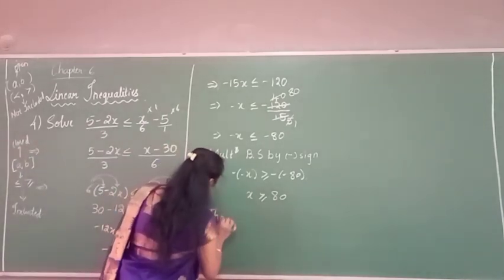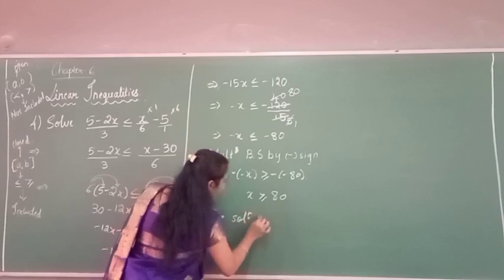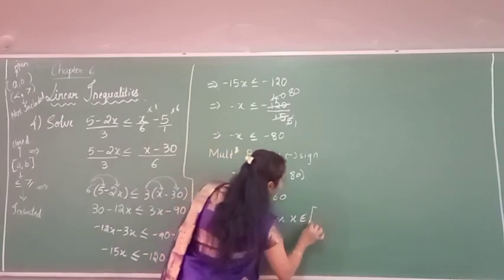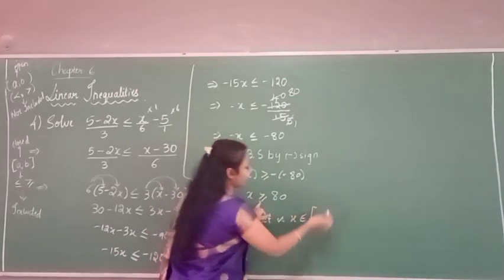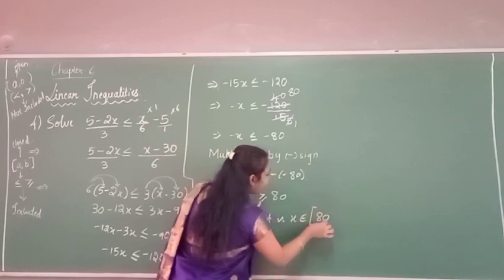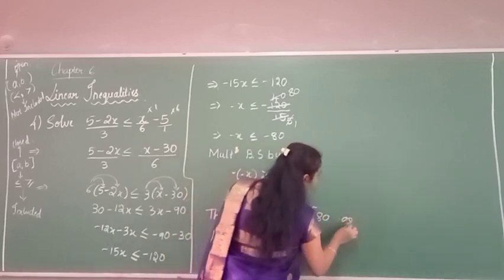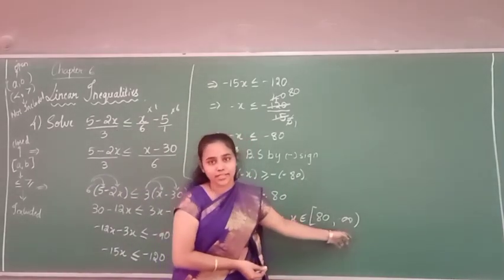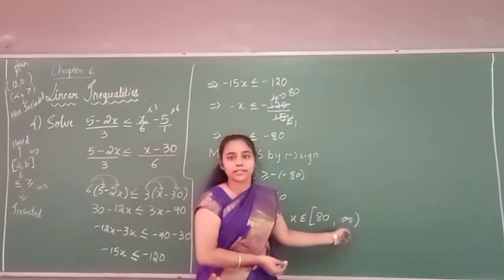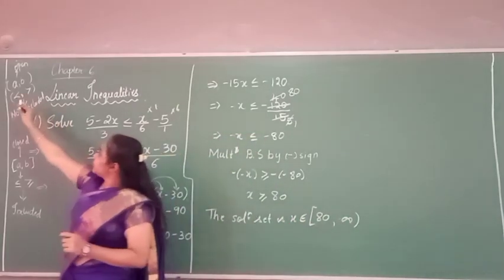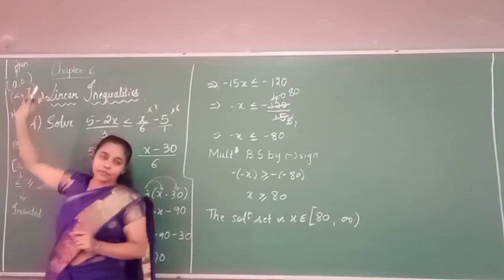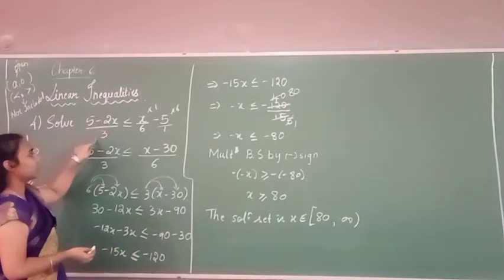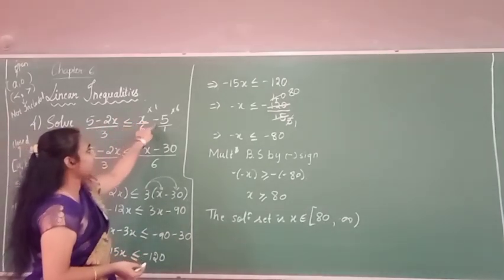So the solution set is x belongs to, greater than or equal to means it will go up till plus infinity. So it will be the closed interval 80 up till plus infinity. So always remember, when it is plus infinity or minus infinity you will be having round brackets. So round brackets I already told you are indicated with these symbols. Okay, this is nothing but the answer for what? (5 minus 2x) all divided by 3 is less than or equal to x divided by 6 minus 5.